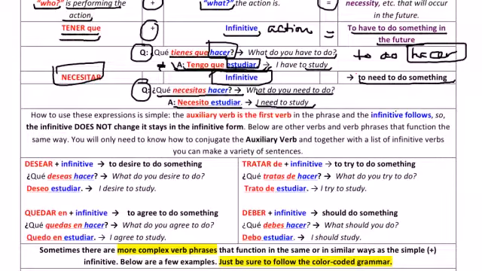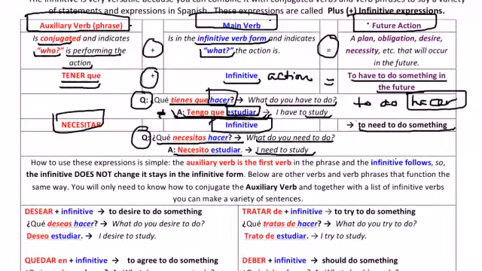And again, if we follow the color-coded grammar, our auxiliary verb phrase is in red. Okay? You see that it is conjugated, and it tells me who is doing the action, or in this case, in the question, it's who is being addressed. So, ¿Qué necesitas hacer? I'm asking tú. And necesito estudiar, I'm answering for yo.